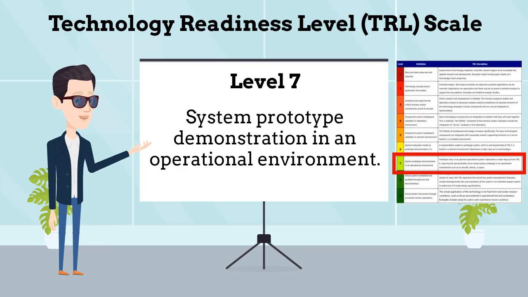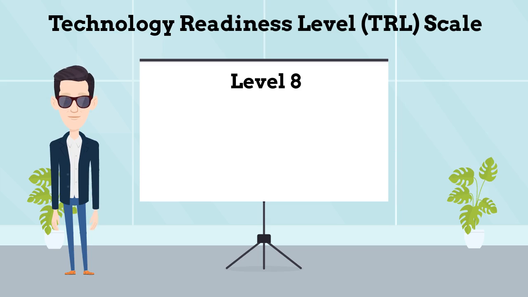Level 7 is system prototype demonstration in an operational environment. Level 7 is described as prototype near, or at, planned operational system. This level represents a major step up from TRL 6, requiring the demonstration of an actual system prototype in an operational environment such as an aircraft, vehicle, or space.